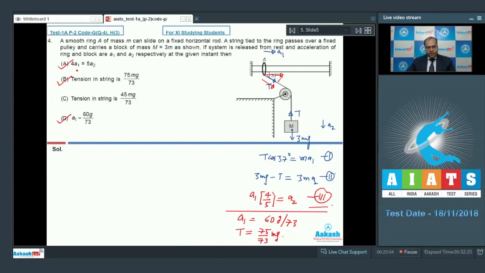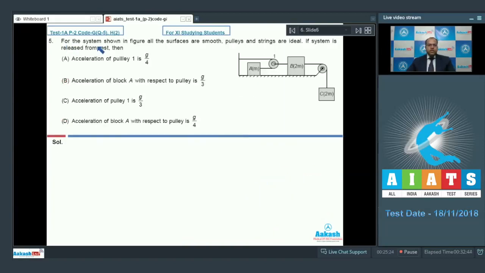Let's move to question number 5. In question number 5, for the system shown in figure, all the surfaces are smooth, pulleys and strings are ideal. If system is released from rest, then.